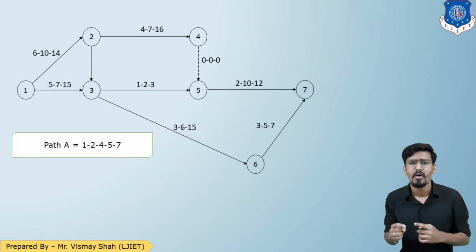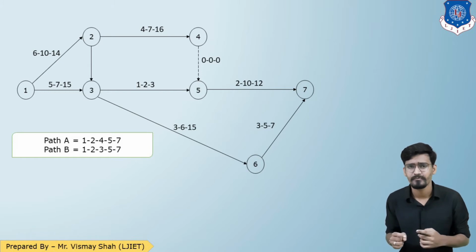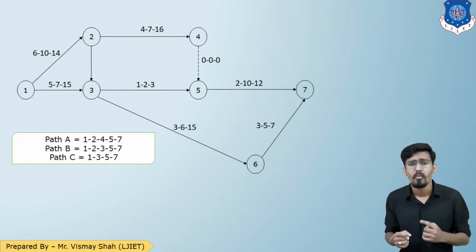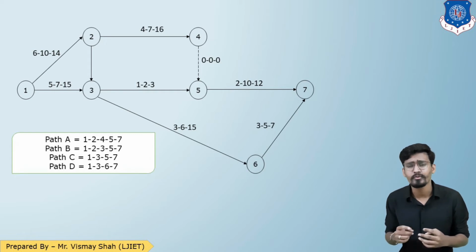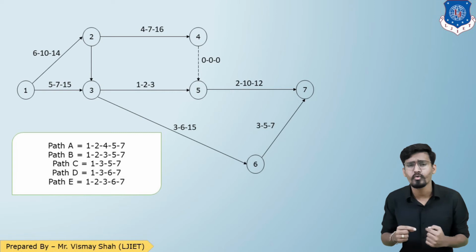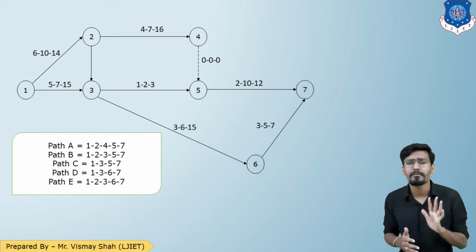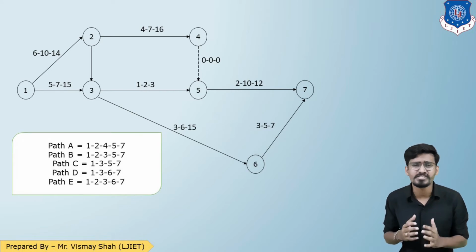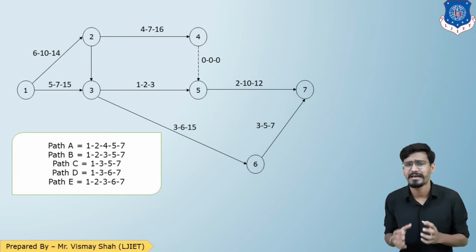The second path is 1 to 2, 2 to 3, 3 to 5, 5 to 7. The third path is 1 to 3, 3 to 5, 5 to 7. The fourth path is 1 to 3, 3 to 6, 6 to 7. And the last path is 1 to 2, 2 to 3, 3 to 6, 6 to 7. So there are 5 possible paths to reach from event number 1 to 7.